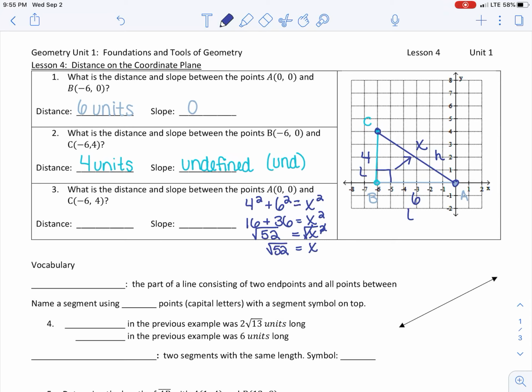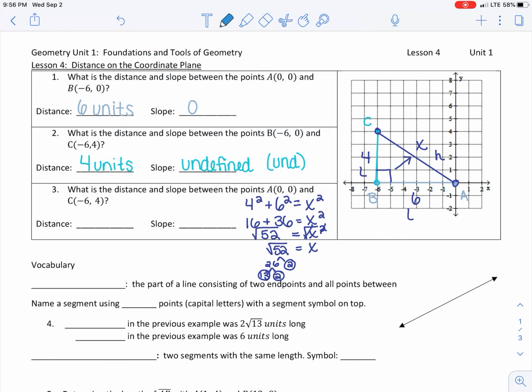Now, normally, if that was a prime number, we could leave it be, but we actually need to break this down. So I'm going to break this down to 26 and 2. 2 is prime, 26 is not. That can be broken down to 13 and 2. And 13 is prime, and so is 2. Okay, so we've broken this down as far as it will go.